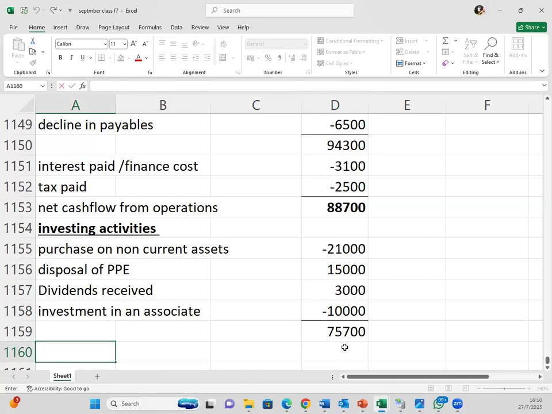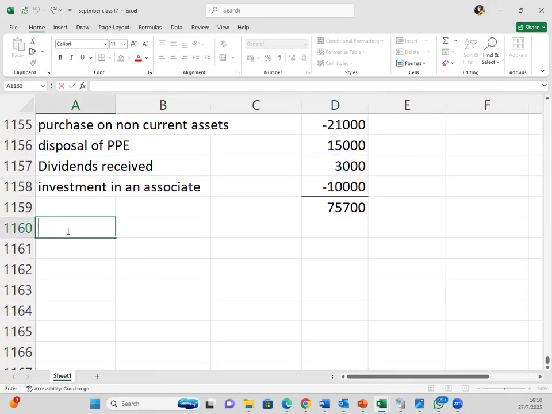So the 75.7 is not only for investing activities, but it's combining the cash flow from operations and the cash flow from investing activities. Now, let's move on to financing activities. We are going to further break down some of this. So financing activities.